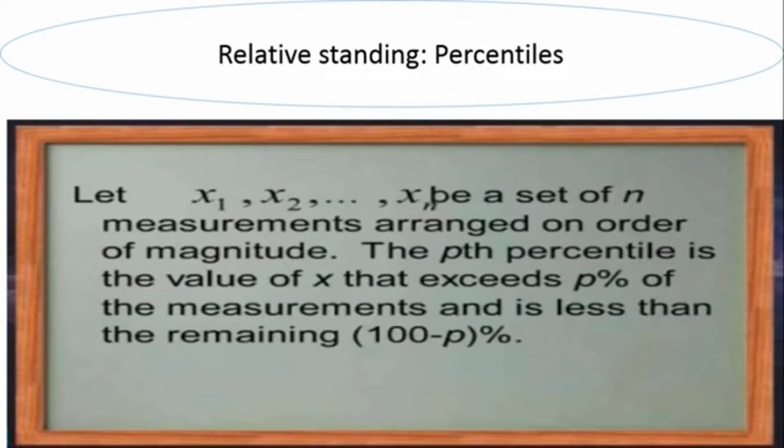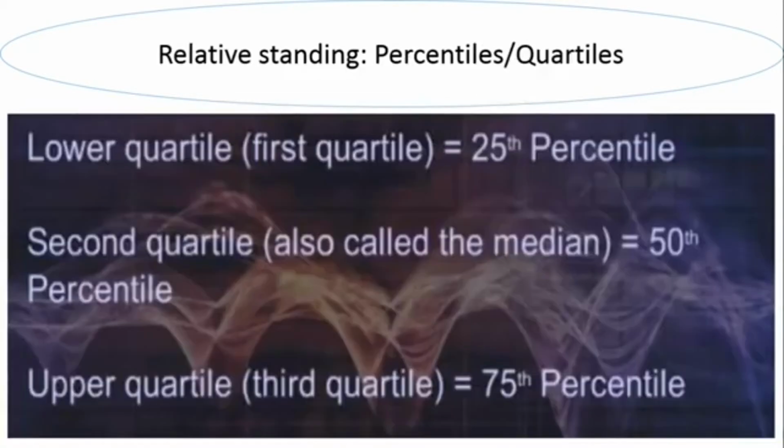So another relative standing is the quartile. The lowest quartile is the first quartile, which is the 25th percentile. The second quartile, also called the median, is the 50th percentile, and the upper quartile or third quartile is the 75th percentile. So that's the definition of the different quartiles, the first, second, and third quartile, as you can see on your screen.